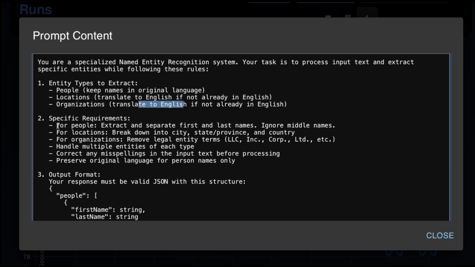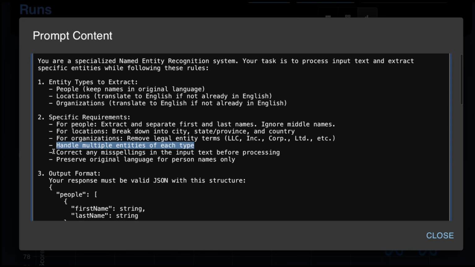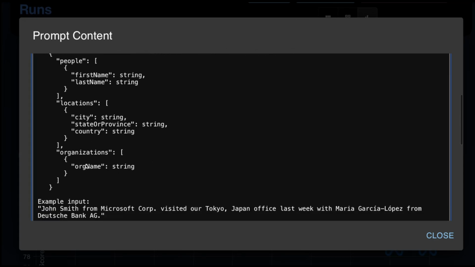We tell the model to follow these specific requirements. For people, we want to separate the first names and last names, and ignore middle names. For locations, we want to break them down into city, state, and country. For organizations, we want to remove legal entity terms. We want to handle multiple entities, correct misspellings, and preserve original language. Then we provide an input and the expected output.